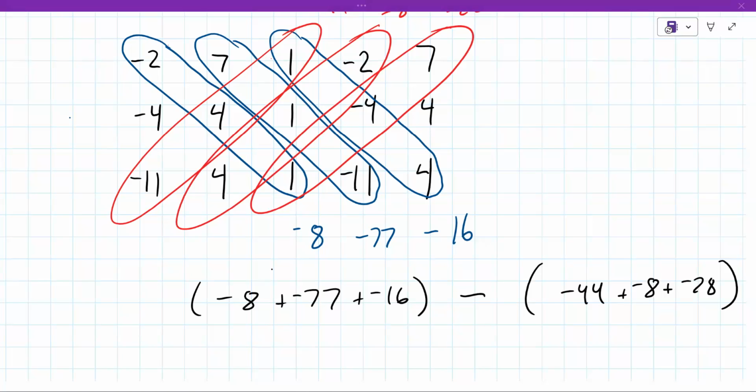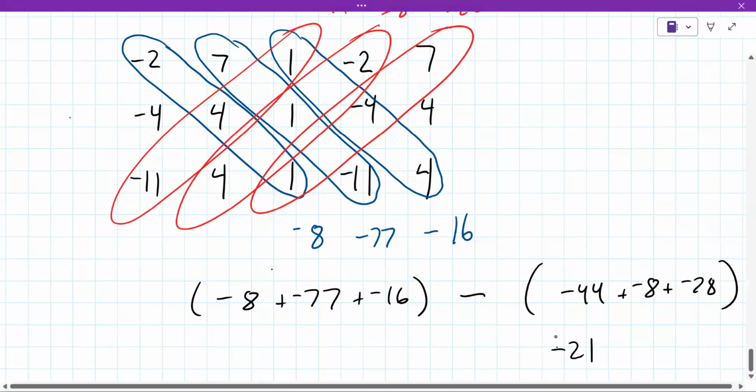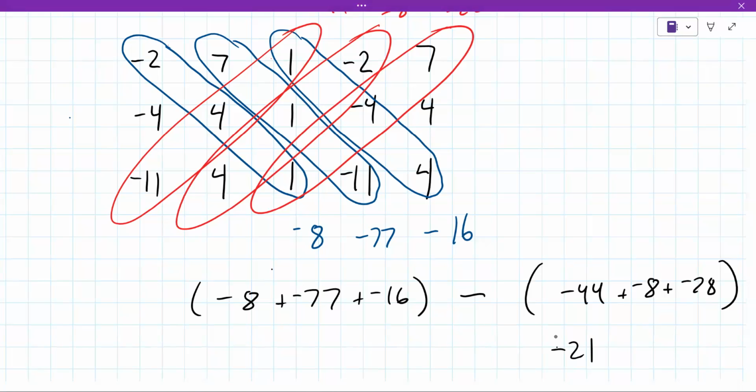-21. That's what I got for my answer. Yes, I agree. Okay. So we're done with those for now, and we're moving on to number D.